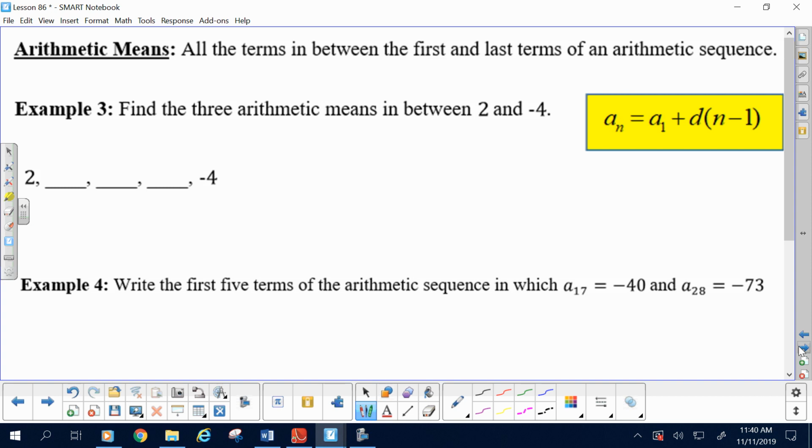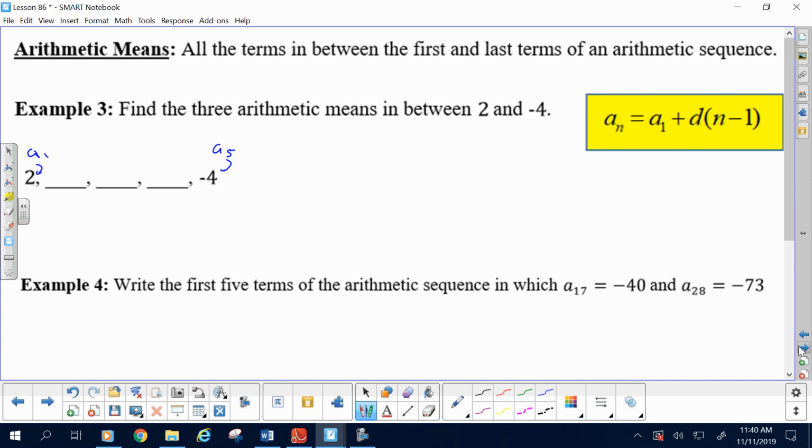Okay. Find the 3 arithmetic means in between 2 and negative 4. Now, arithmetic means are missing numbers, as it says, missing numbers between 2 terms that are known, right? So when I say find the 3 arithmetic means in between 2 and negative 4, then it's really like they're giving you A1 and A5. You see we have A2, A3, and A4 missing, so we have A1 and A5. You follow?